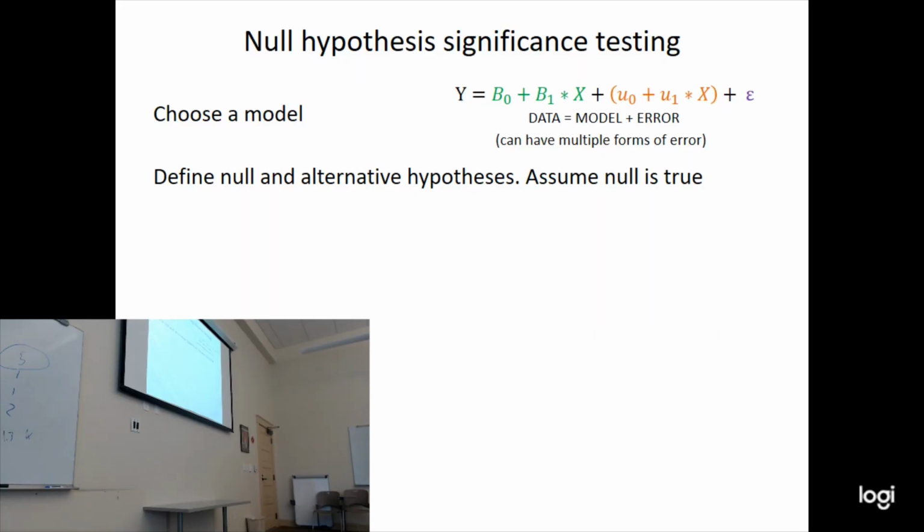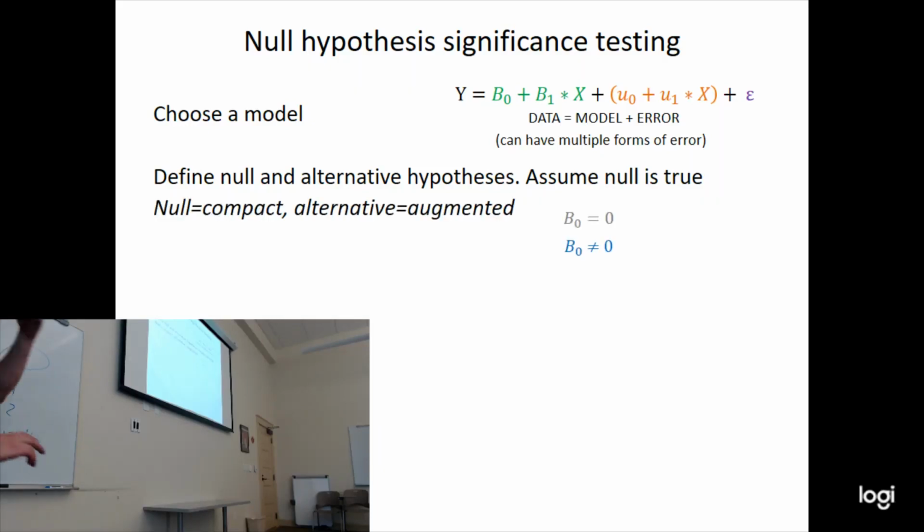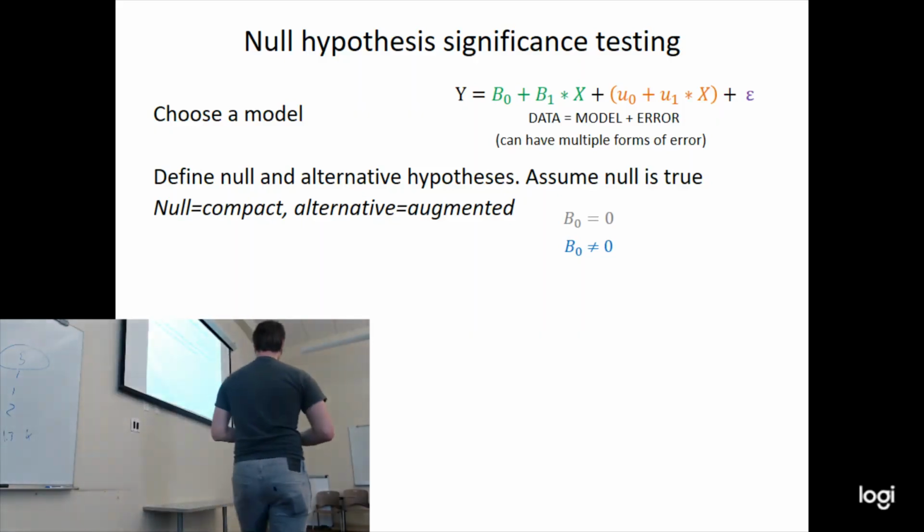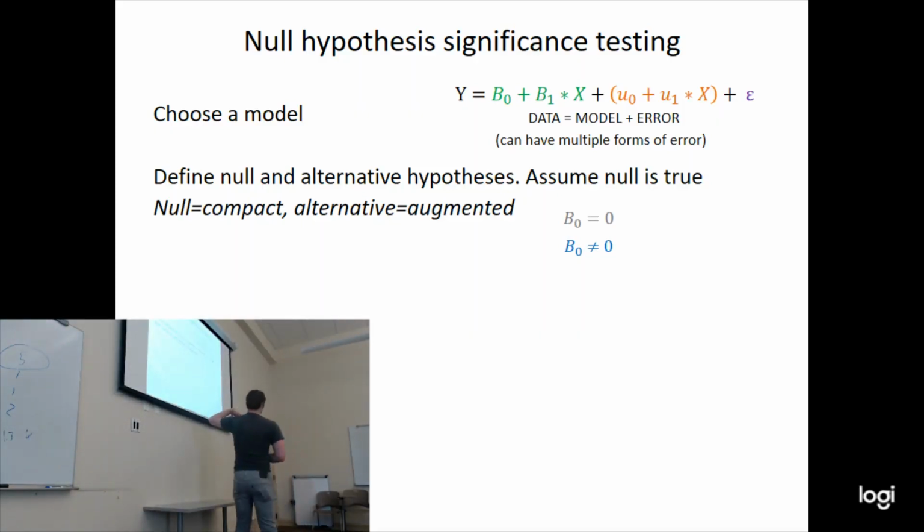Next, you define your null and alternative hypotheses, and you assume the null is true. That gives you compact and augmented mathematical models. In your compact model, you're assuming that one of these parameters takes on some value, like 0. And in your alternative, you're allowing it to take on whatever value fits best.